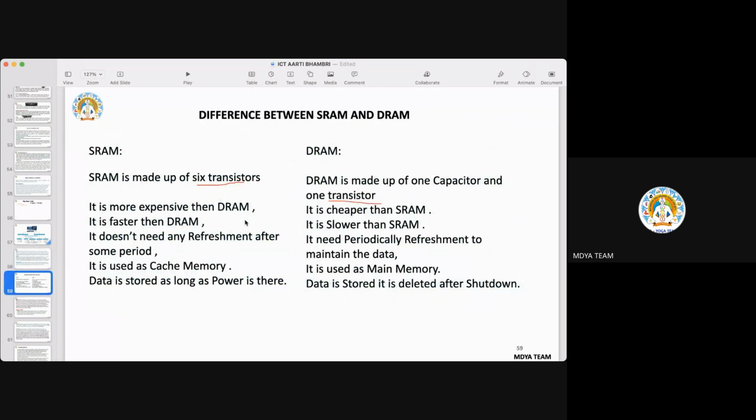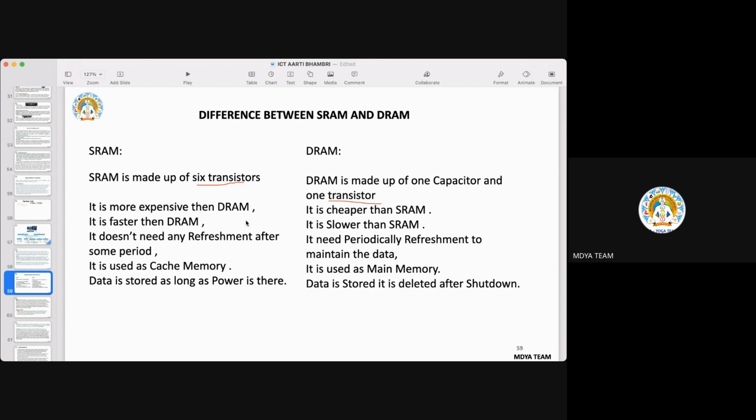Now, there is some difference between the two. SRAM is made of 6 transistors, and this DRAM is made of 1 capacitor and 1 transistor. So because it has more components, more transistors, it is expensive compared to DRAM. All right. But because it has more switching devices, more number of transistors, it is faster. So more transistors, more expensive, faster as compared to dynamic RAM.